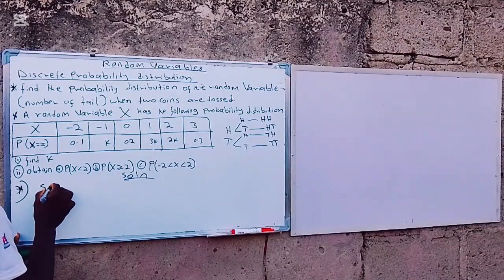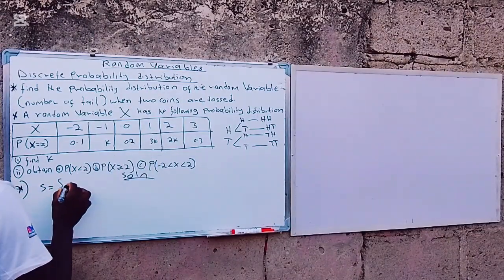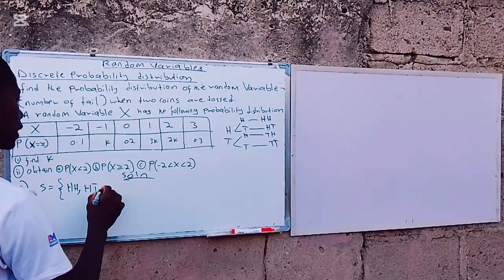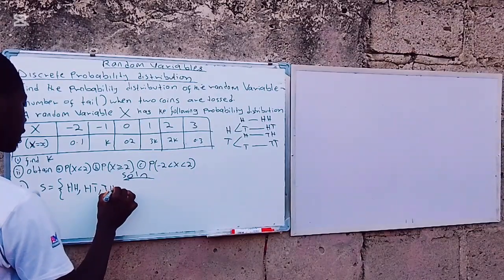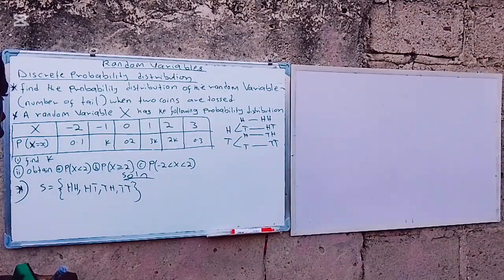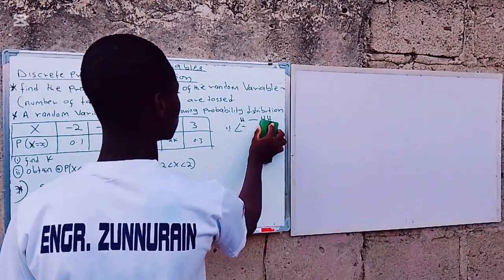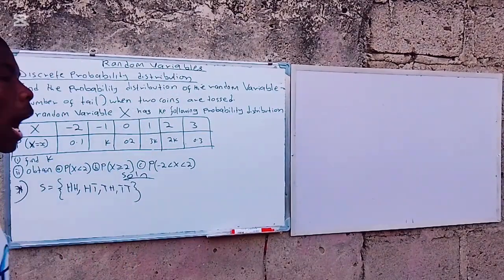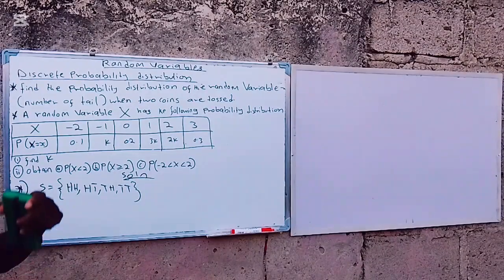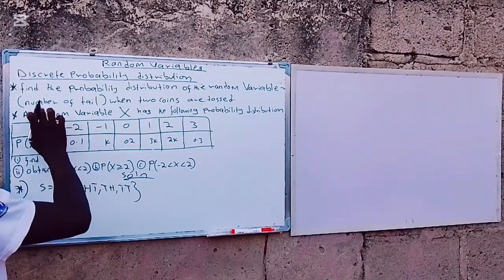So the solution to the first question: the sample space should now be head and head, head and tail, tail and head, and tail and tail. So what are the favorable outcomes of having number of tails? To find the probability of any event, it is favorable outcomes over the total outcomes. So this is our total outcomes. Now what are the favorable outcomes? As you can see, it says number of tails.